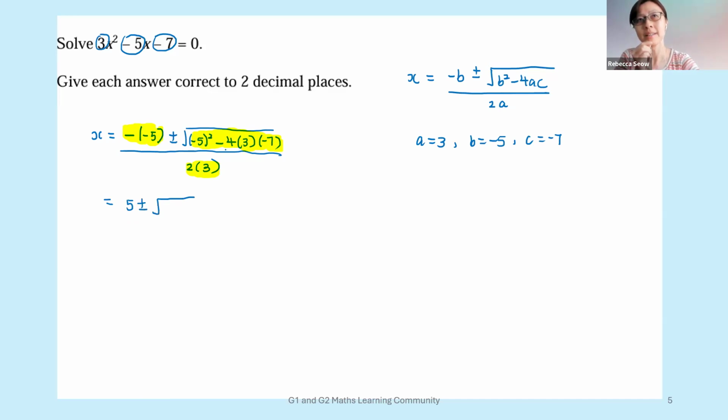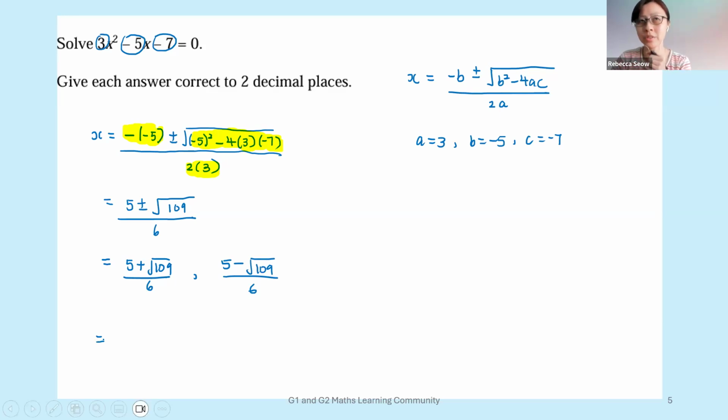Okay, next part. The digits within the square root, let's work it out. I ended up with 109. And the denominator, 2 times 3, that makes 6. Following that, let's split it up into 2 solutions. So 5 plus root 109 out of 6, or 5 take away root 109 out of 6.